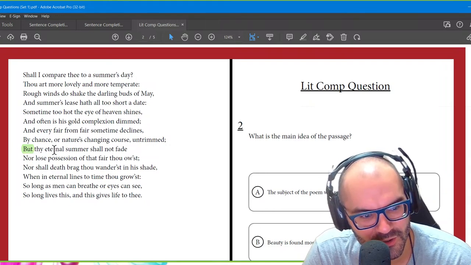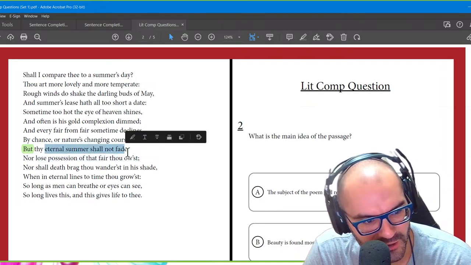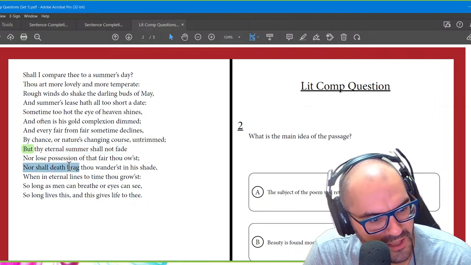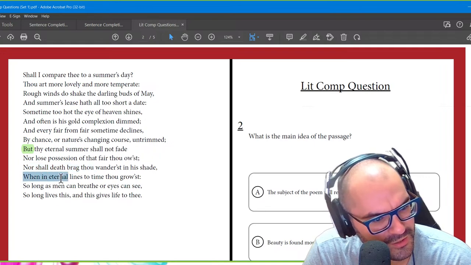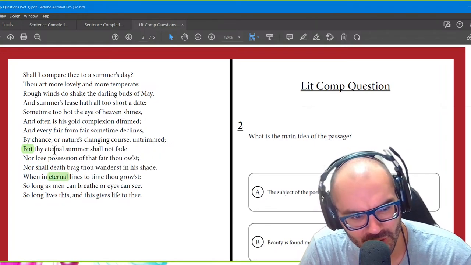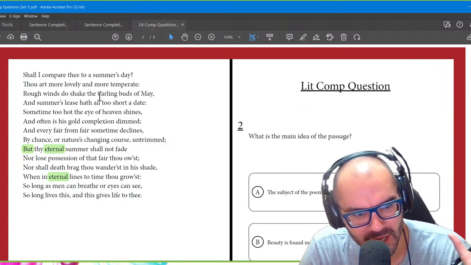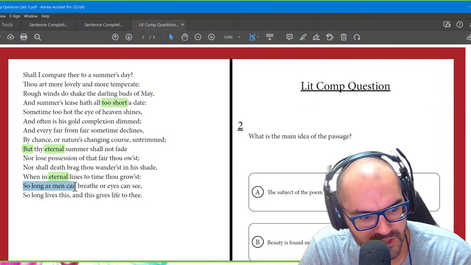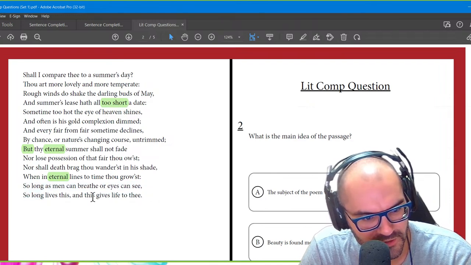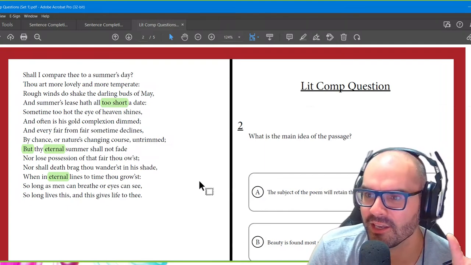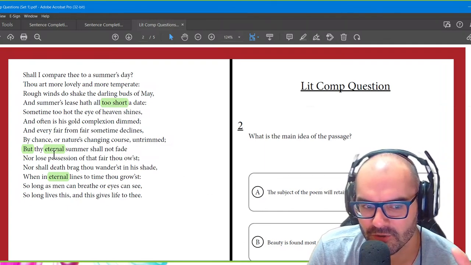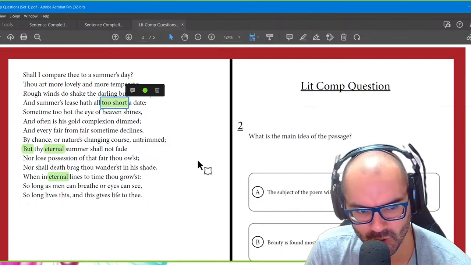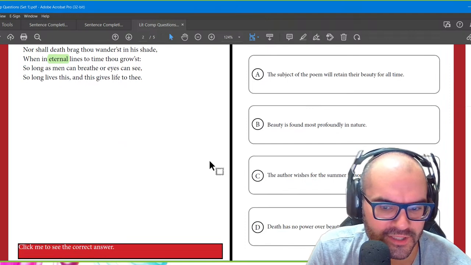But then he says this, your eternal summer will not fade. And nor shall death brag about you, internal lines. So I'm seeing this word eternal a lot. There's something about, okay, summer's too short, but this is eternal. And so long as men can breathe, their eyes can see, this gives life to you. All right. So there's some idea here about this person lasting for longer. They're eternal, but summer's short. That's the difference that he sees.